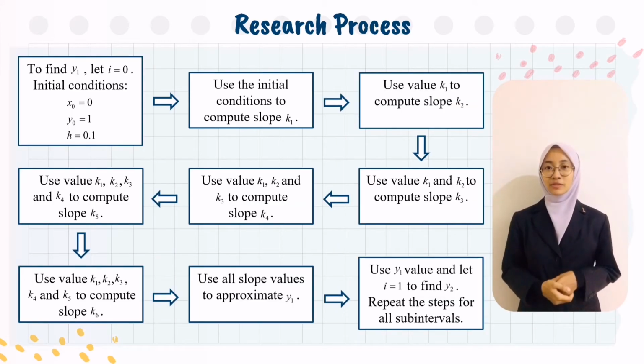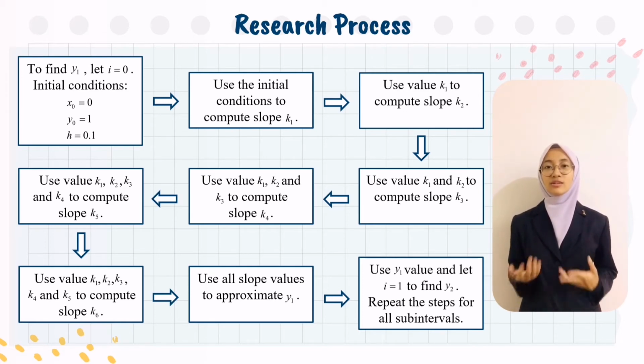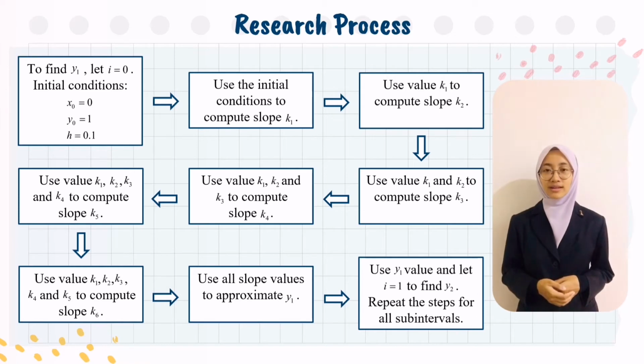As for the implementation part, we find y1 by letting i equal to 0 and using the initial condition. As you can see in the first box, we compute the slope of k1. Then, we use the value of k1 to compute the slope of k2. Use the values of k1 and k2 to compute the slope of k3 and so on. After that, we use all the slope values to approximate y1. And then to find y2, we let i equal to 1, i equal to 2 to find y3 and so on.